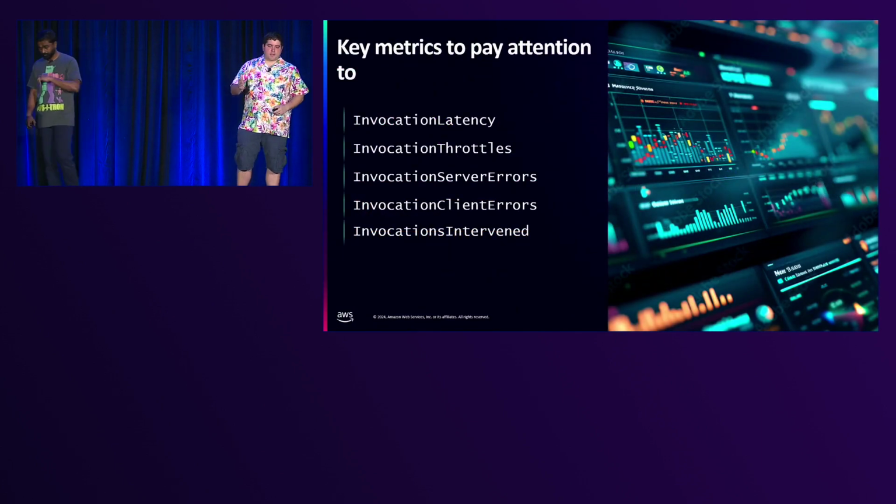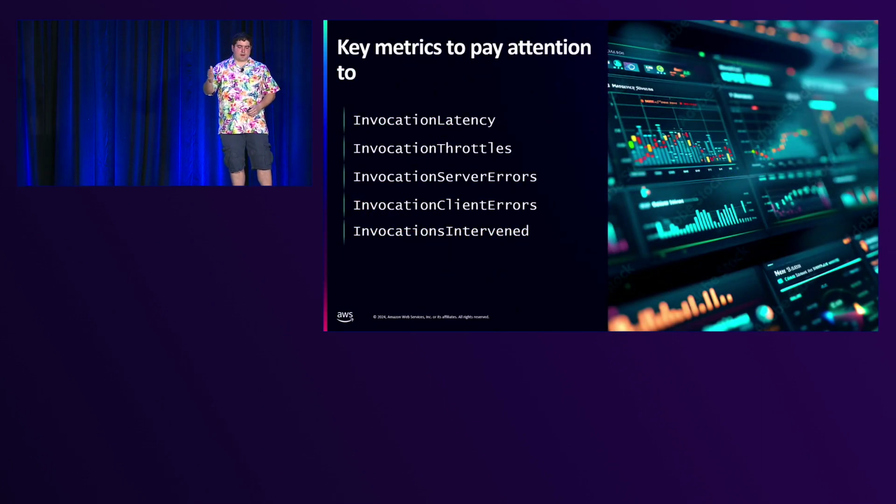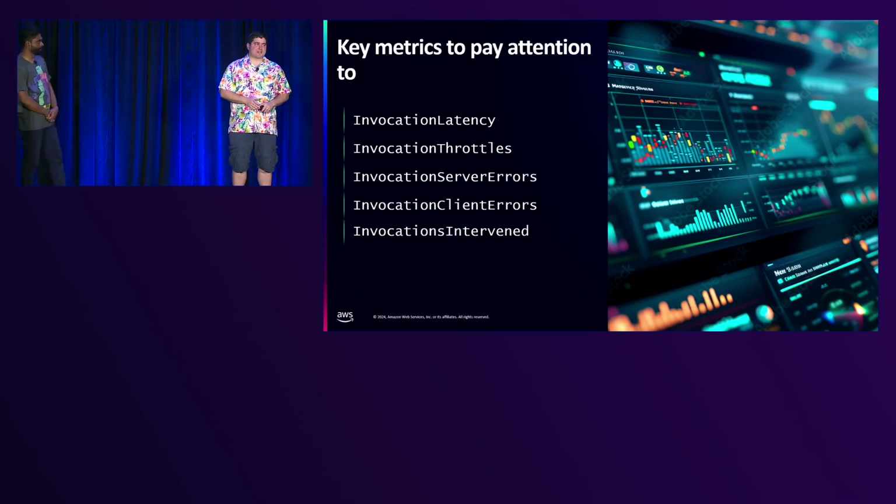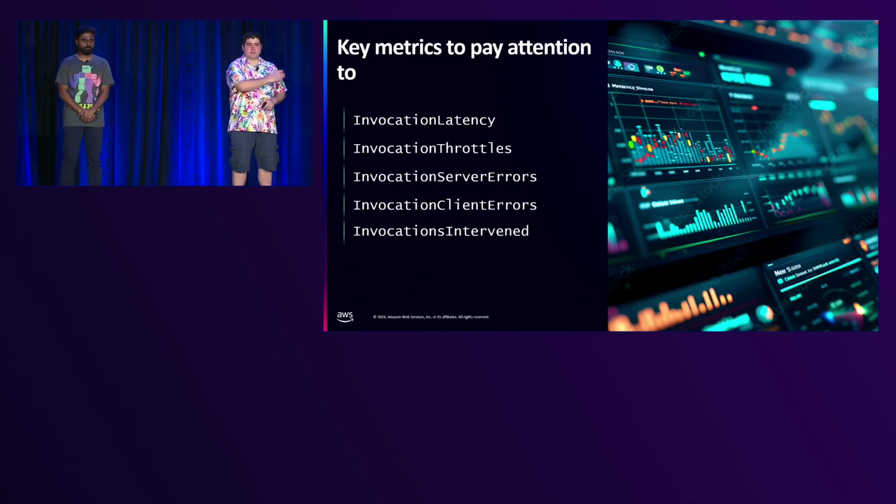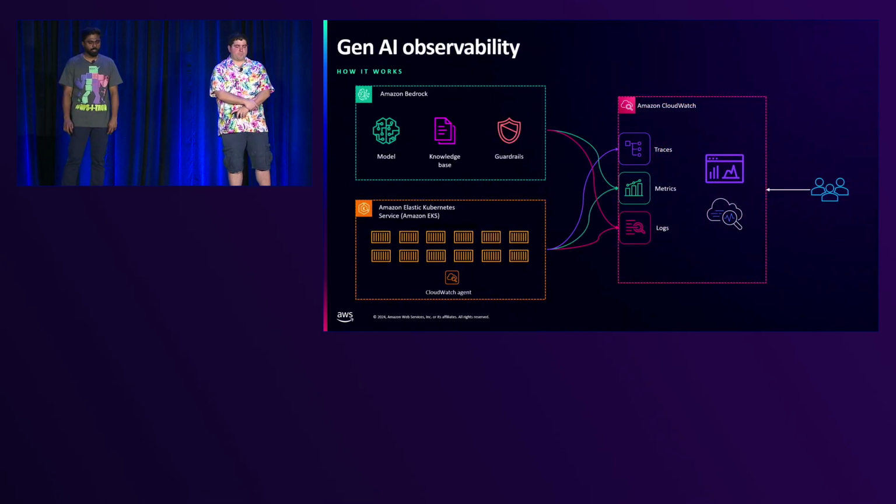We're looking at invocation latency, throttles, server errors, client errors, and then invocations intervened. Intervened, obviously, because their guardrails intervened in an invocation because somebody was doing something fishy, maybe, or asking the chatbot provocative questions. Who knows? But yeah, these are the metrics that we provide and ones that you would want to look at. All right. So how does it work?